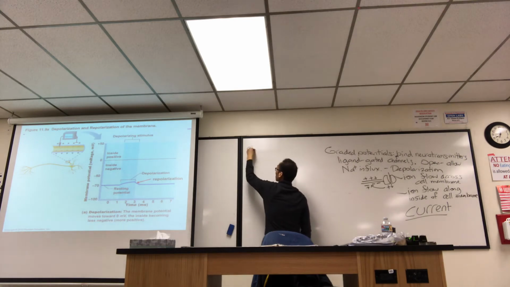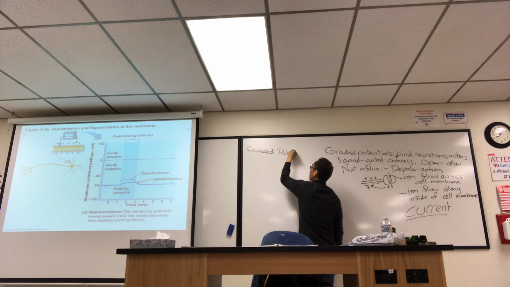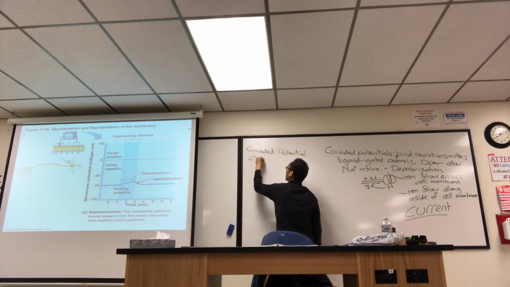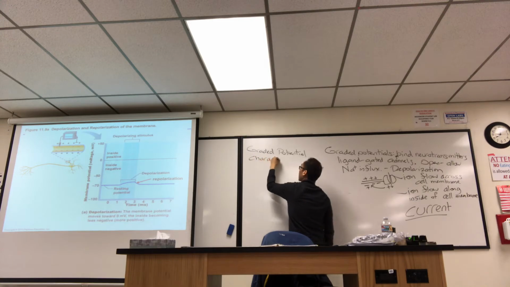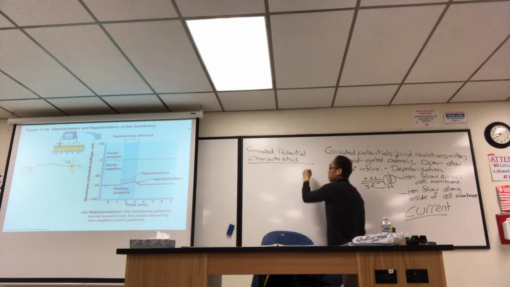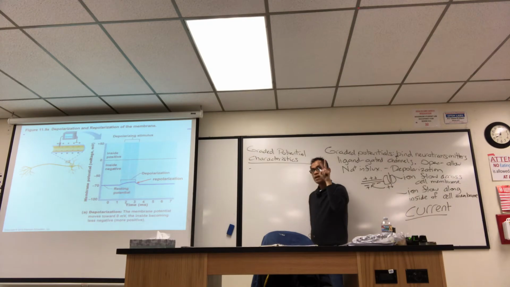So here are some graded potential characteristics. Let's take a laundry list of what I've already said and some things I haven't said yet. First of all, what kind of channel is responsible for them? Is it the leak, the ligand-gated, or the voltage-gated? Those three, that's the multiple choice. It's the ligand-gated.